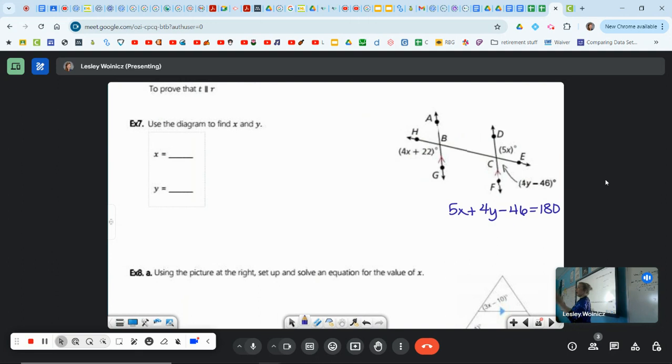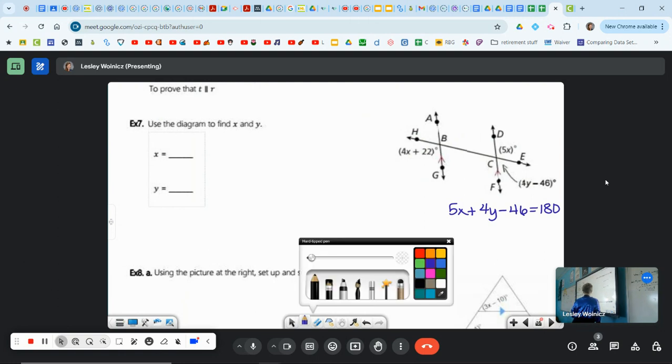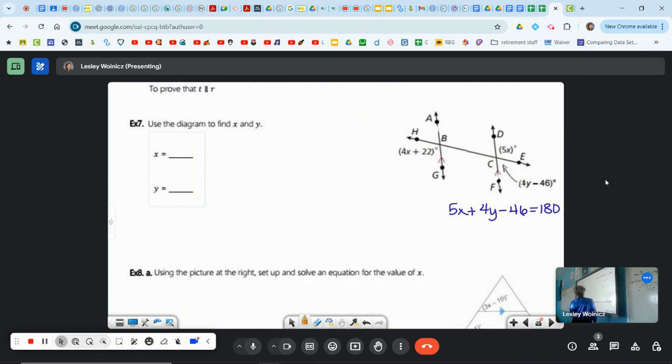Okay, so it doesn't make it wrong. I just leave it for when I can solve it, because hopefully I can get my x or y and plug that in. So what other relationship can I set up? Yeah, these two have to be congruent. Why? Because they're alternate exteriors. So 4x plus 22 equals 5x. Subtract 4x from both sides, and I get x equals 22. Now I know my x.